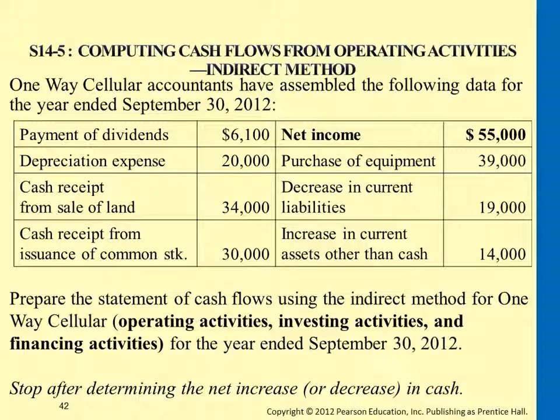Okay, what are the operating activities here? How many of them? Three? Which one is the first one you will list? Depreciation, and specifically we would add it or subtract it? Add it. Add 20,000 to 55,000. What else? Increase in current assets other than cash, $14,000. We would decrease it, subtract 14,000. Very good. And decrease in current liabilities, $19,000. Very good.